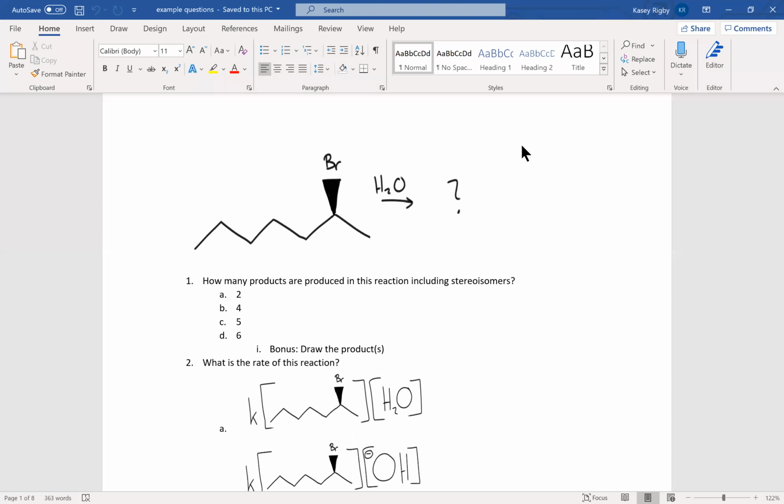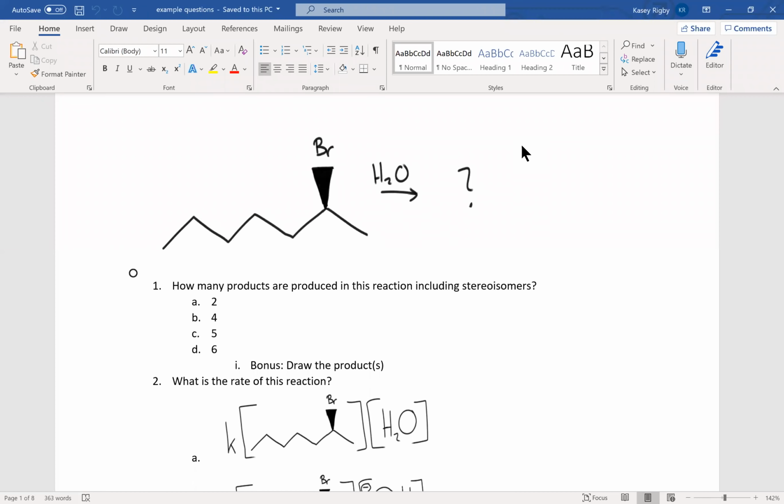Okay, so this first one, how many products are produced in this reaction, including stereoisomers? I'm going to be honest here, this one's really tricky, and the answer is going to be C here. I'm going to show you why in a second. So if we first look at this guy, we have a secondary alkyl halide. Our carbon is secondary, and we have a weak nucleophile slash base. So that means that this is going to be SN1 slash E1.